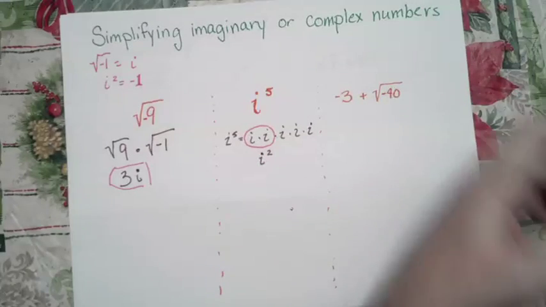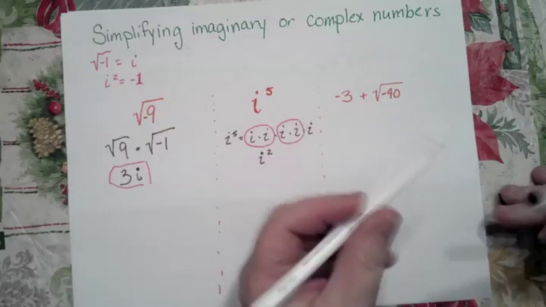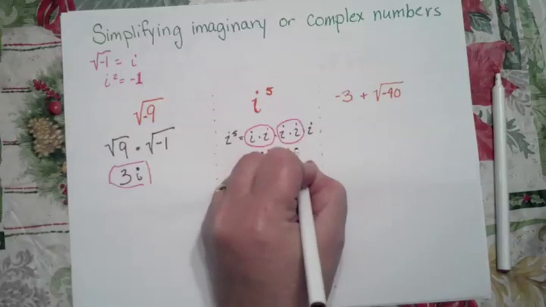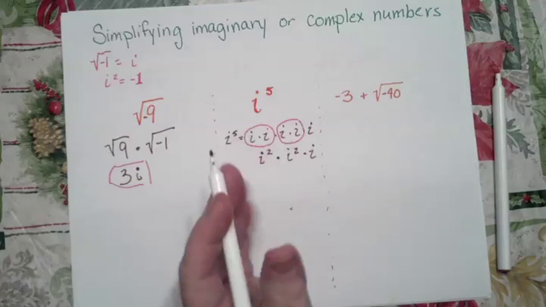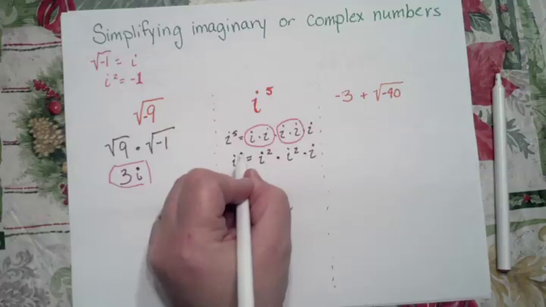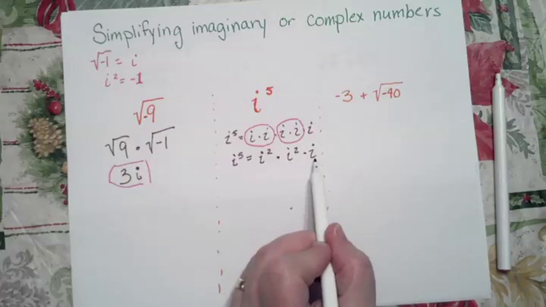And this is i squared. And of course, this i just kind of hangs out there on its own. It doesn't do anything. It's still just i. So i to the 5th equals i squared times i.